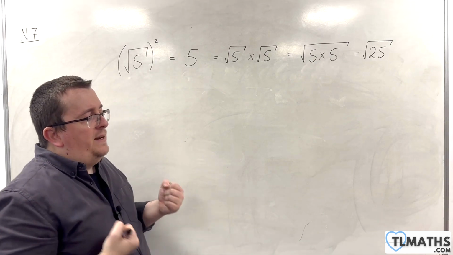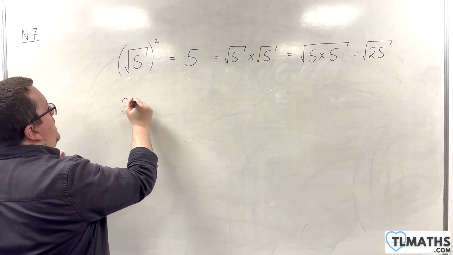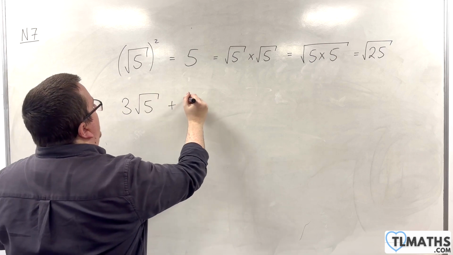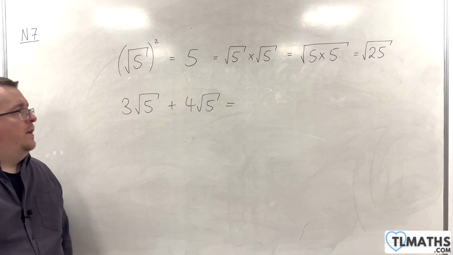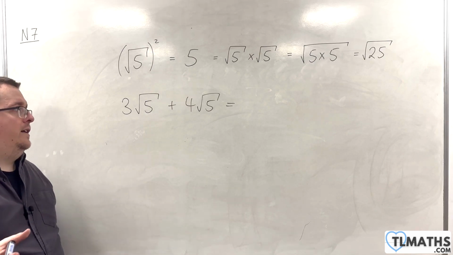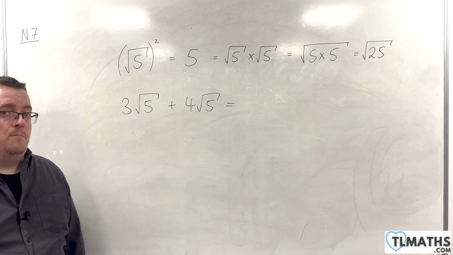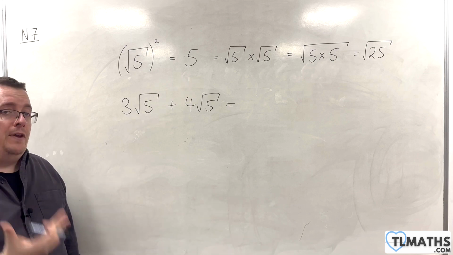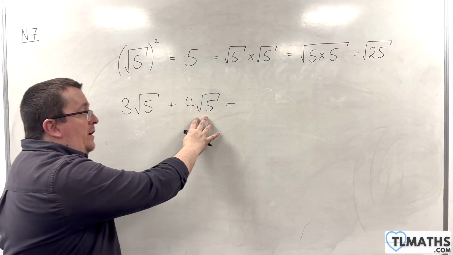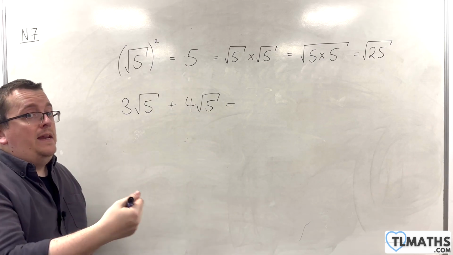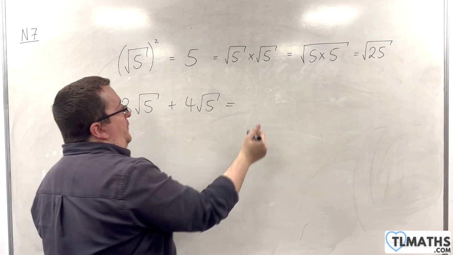Now, another thing that we need to be able to deal with is if I had 3 root 5s and then I had another 4 root 5s. So an expression like this. Now, this can scare people off because it looks like two completely different things that I can't combine. But actually, it depends on how you say it. If you say, I've got 3 root 5s, and I add on another 4 root 5s, how many root 5s do I have? Well, if I've got 3 there and 4 there, I must have 7 root 5s.